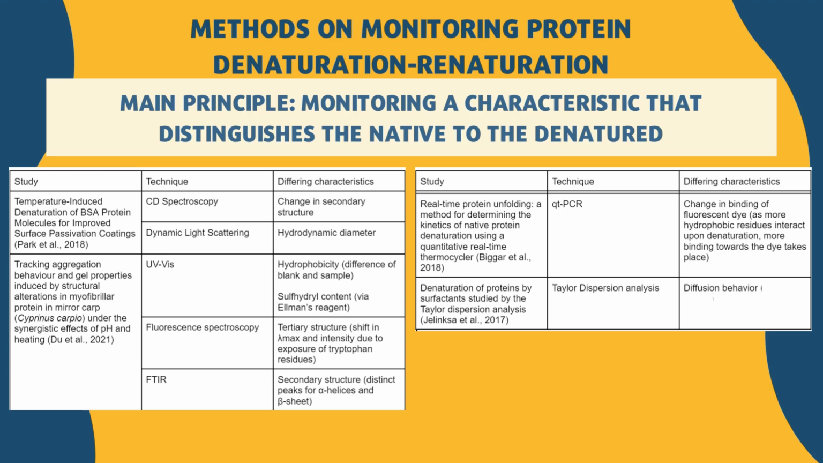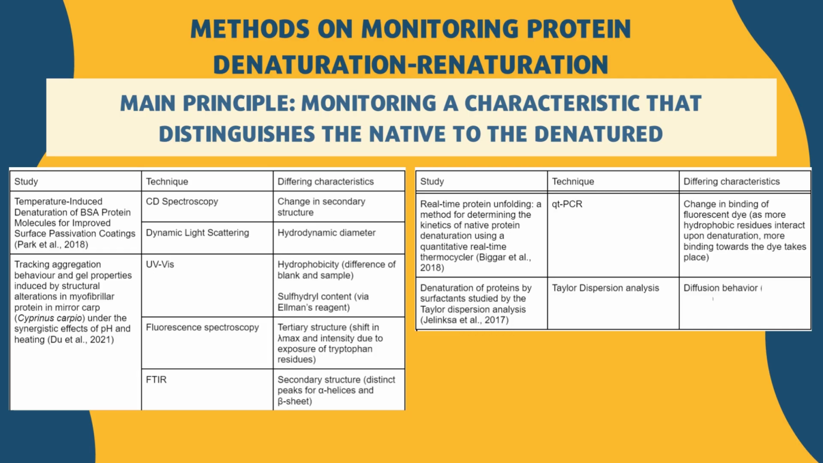So in Park et al., they used CD spectroscopy to monitor change in secondary structure, and dynamic light scattering to measure the changes in hydrodynamic diameter. For Du et al., UV-Vis was used to measure hydrophobicity and sulfhydryl content via Ellman's reagent. Fluorescence spectroscopy was used to monitor tertiary structure via the shift in lambda max and intensity due to the exposure of tryptophan residues.